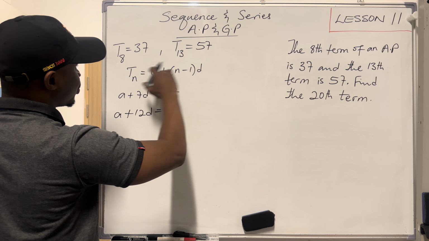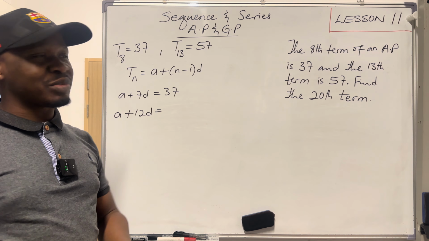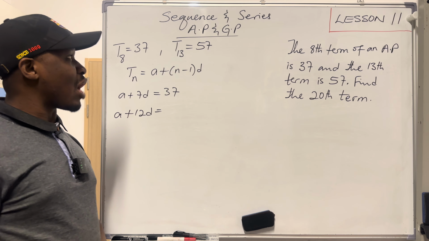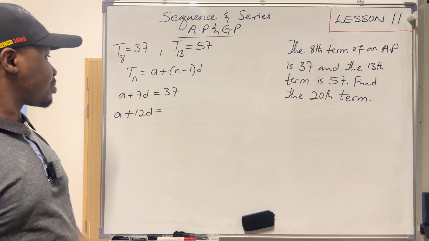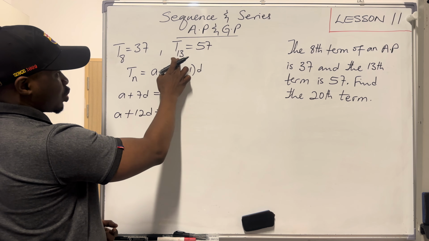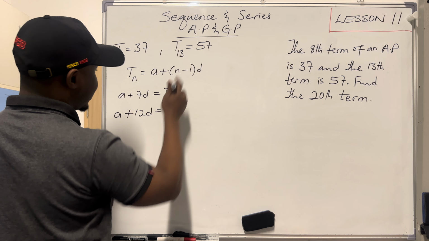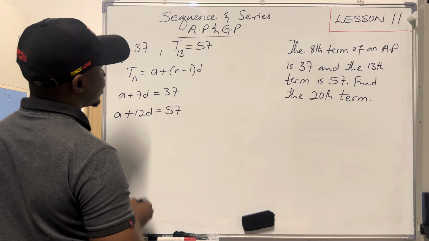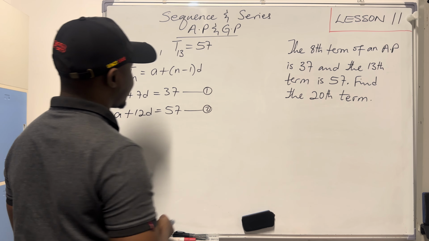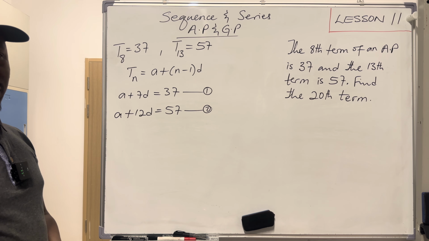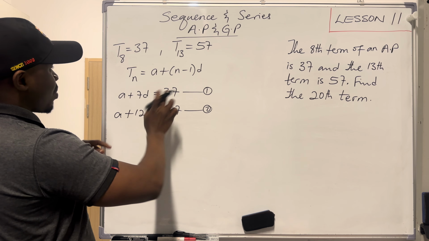You don't need to be substituting into the formula again, but for example purposes, you can write the formula. Sometimes these things are marked wrong depending on the mark scheme. So 13 minus 1 is 12, a plus 12d, and this is 57. So this is our first equation, and this is our second equation. I hope it is clear.